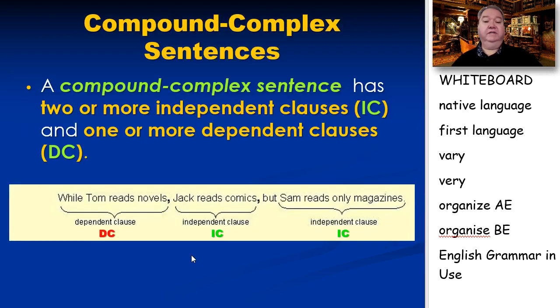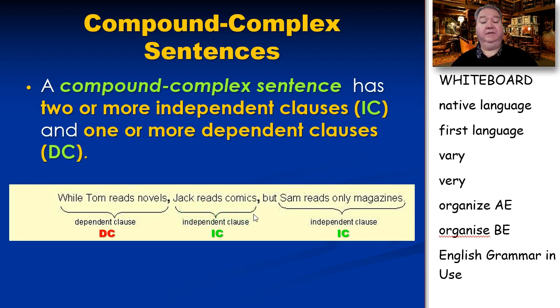Okay, if we look at the first example here, it says, while Tom reads novels, Jack reads comics, but Sam reads only magazines. So notice we have a dependent clause here, noted by the DC. While Tom reads novels, that cannot exist by itself. It's not an independent clause. It doesn't make sense all by itself. Jack reads comics. Subject, verb, very simple. Independent clause. This is a sentence.